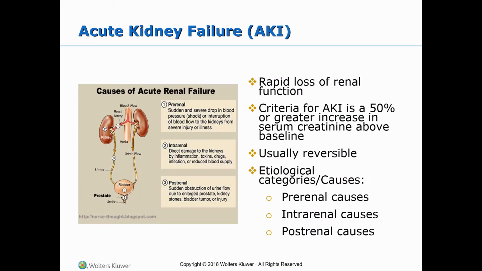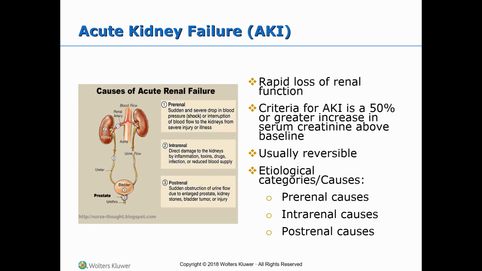Acute kidney failure. AKI is a rapid loss of renal function due to failure of renal circulation or damage to the tubules or glomeruli. The criteria for AKI is a 50% or greater increase in serum creatinine levels above the baseline. The normal serum creatinine is 0.7 to 1.4. This is usually reversible with spontaneous recovery in a few days to 2 weeks.